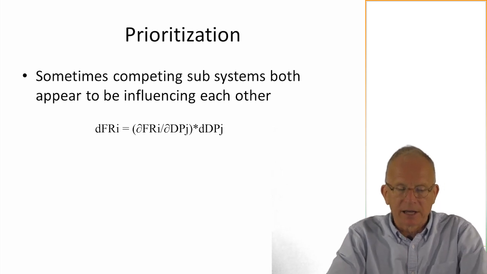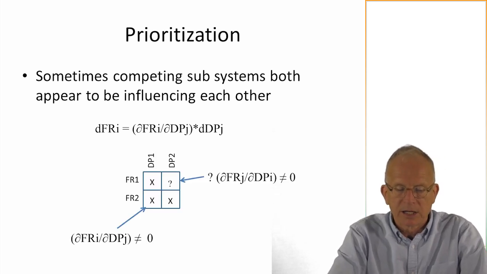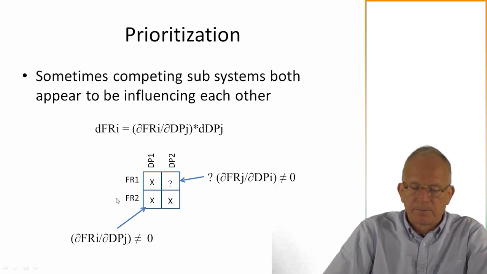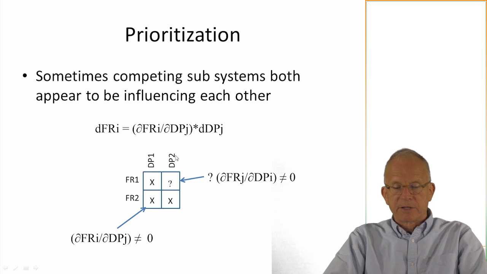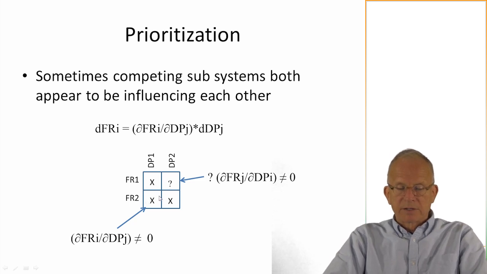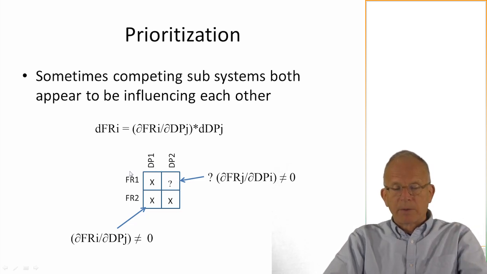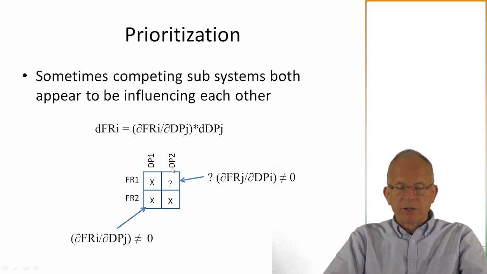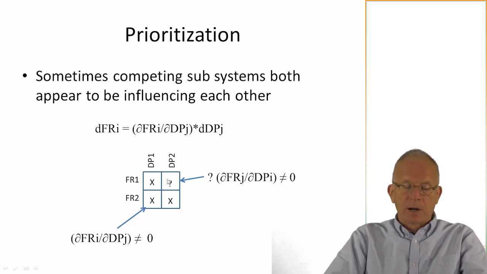So what this is telling us, though, is the change in FR due to a change in the DP. And so we can take a look at the matrix elements in the design matrix as being the partial derivative of an FR with respect to a DP. That's what we're looking at in these different points. And so we're looking at a kind of problem where DP1 is influencing FR1 and FR2. DP2, of course, is influencing FR2, but there's a question here about how important it should be.